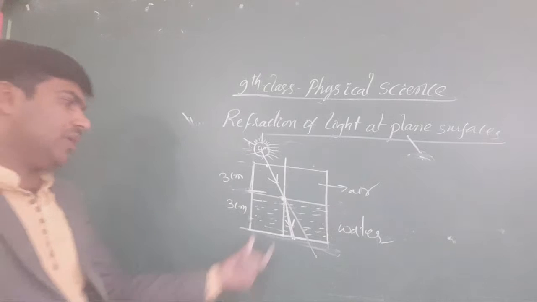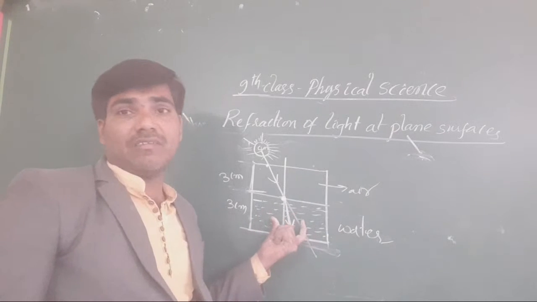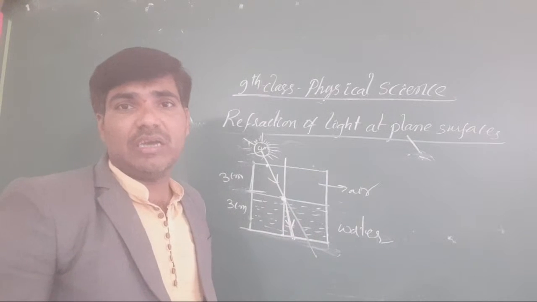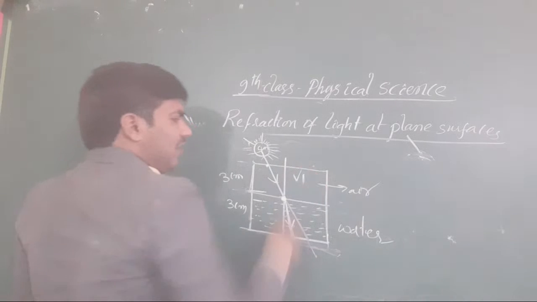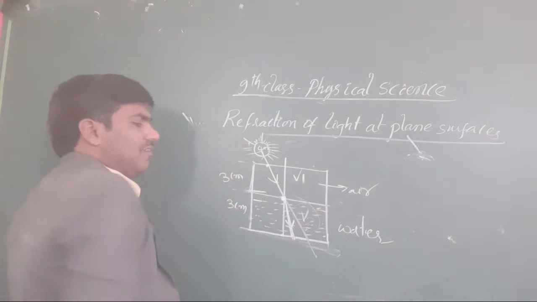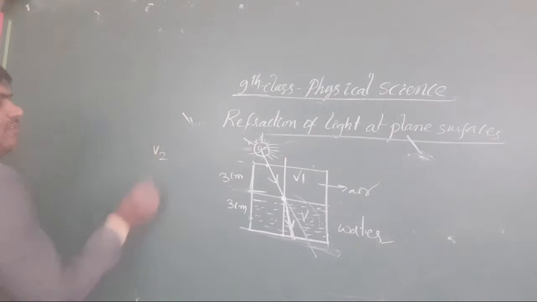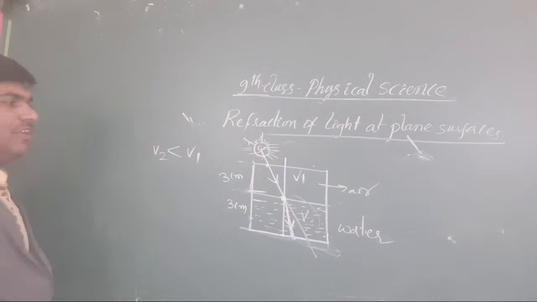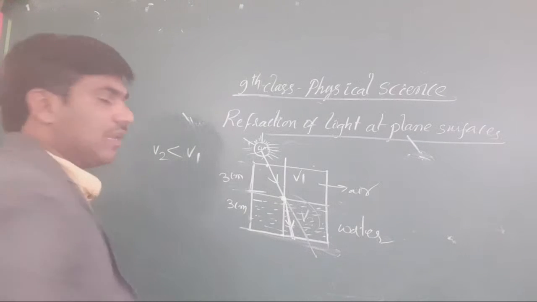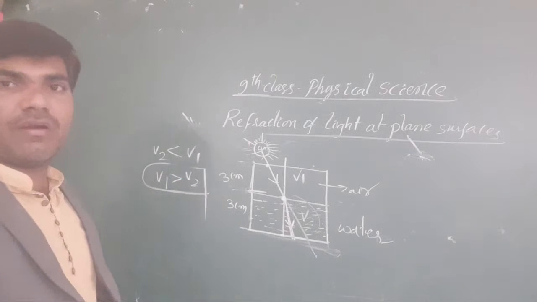And in this way, the velocity of light in water actually decreases. Here V1 is taken as the velocity, and here you take the velocity as V2. V2 is less than what? V1. V2 is less than V1, or V1 is greater than V2. Okay, clear or not, all of you?